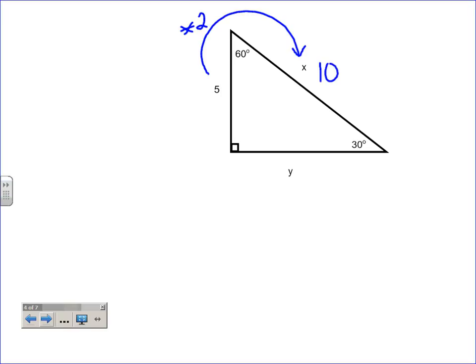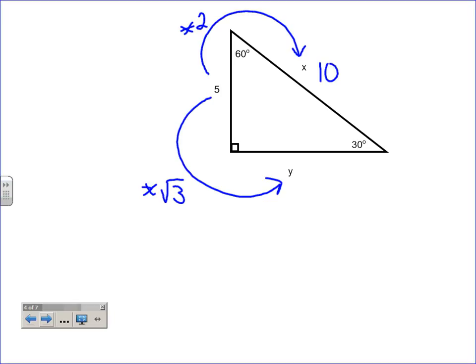And then it also says if you're at across from 30, you can get to across from 60 quite easily. Should it get bigger or smaller? Across from 30 is 5. Across from 60 better be bigger. And so you're going to multiply by the square root of 3. That's what it says right on your cheat sheet. Does everybody see where it says that?